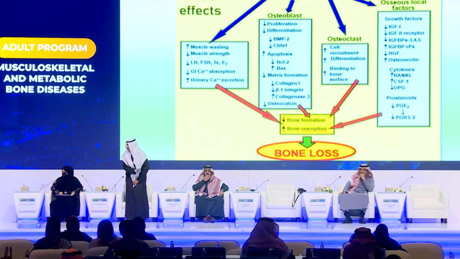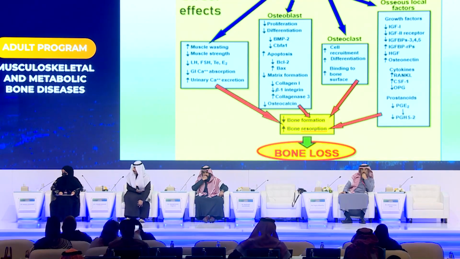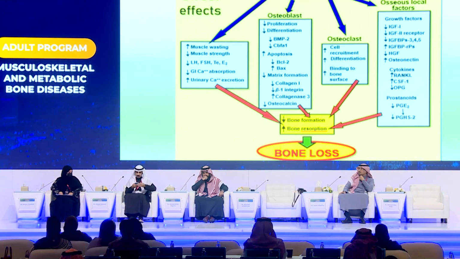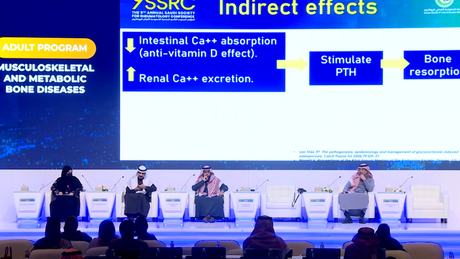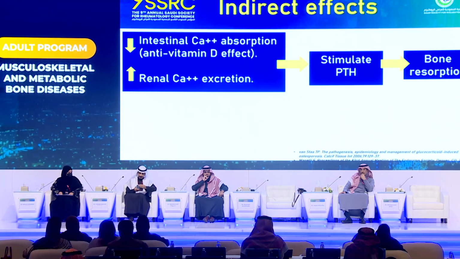Okay, so glucocorticoids have direct and indirect effects on the bone. The summary of the direct effects is decreased bone formation and increased bone resorption, leading to bone loss. The indirect effect is through decreased intestinal calcium absorption and increased renal calcium excretion. This will stimulate PTH, and bone resorption will be activated.